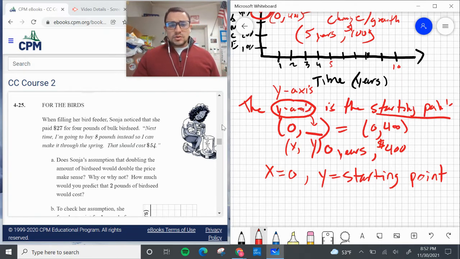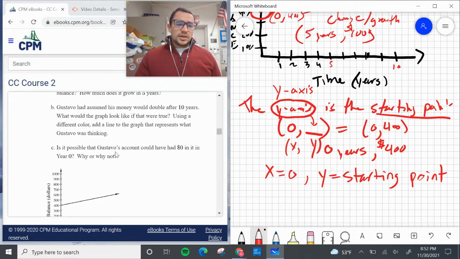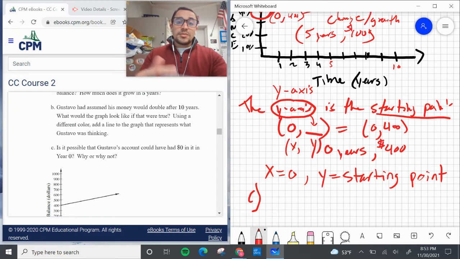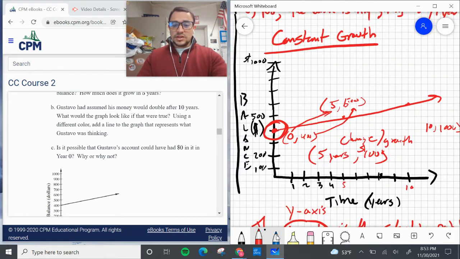All right, we are going to move towards our questions here. Is it possible that Gustavo's account could have had $0 in it in year 0? And the answer to that is simply no. For C, I'm not sure if I went over B, but at the end of the day, I have to go through our graph. Oh, I didn't put what would happen.